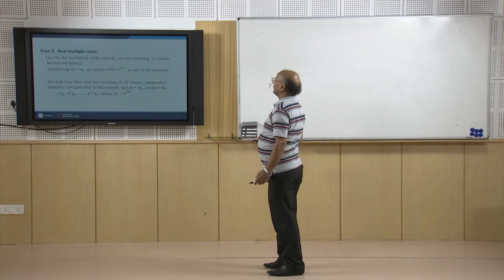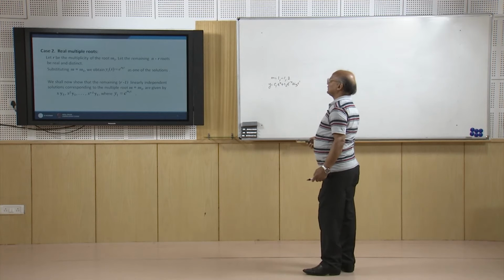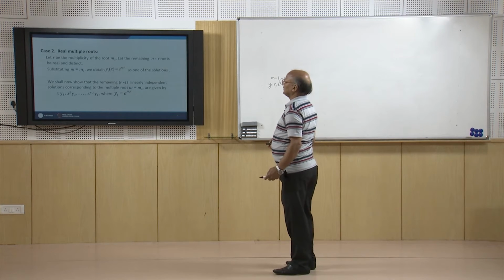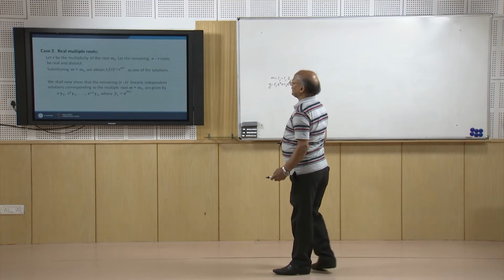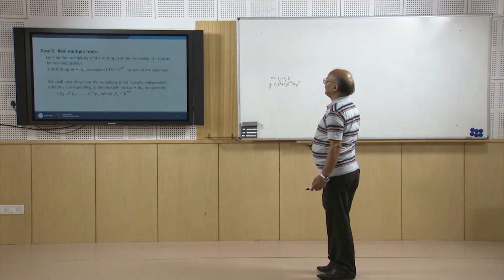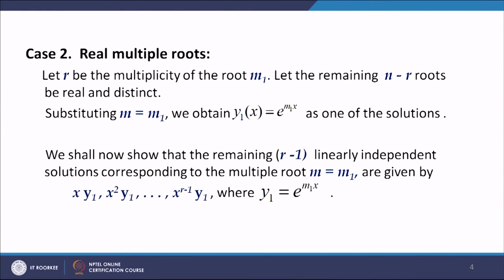Let us try to find the other r minus 1 linearly independent solutions of equation 1. We shall now show that the remaining r minus 1 linearly independent solutions corresponding to the multiple root m equal to m1 are given by x e to the power m1 x, x square e to the power m1 x, and so on, x to the power r minus 1 e to the power m1 x.